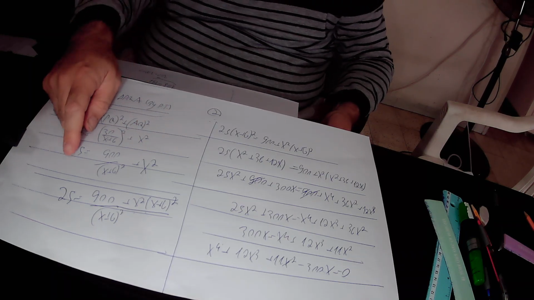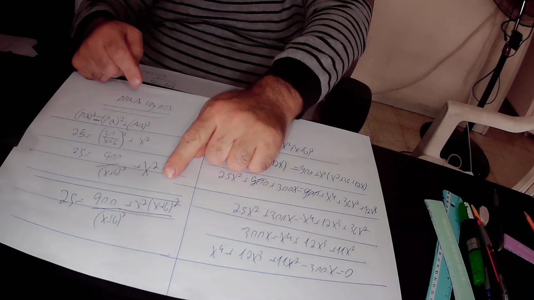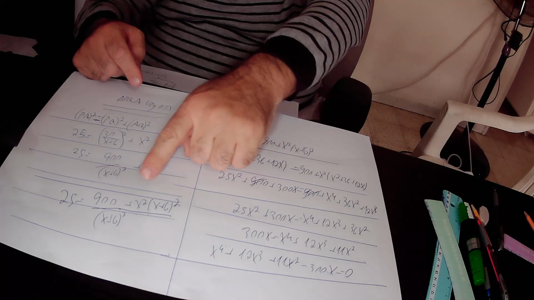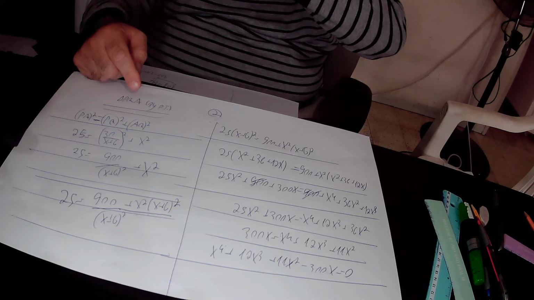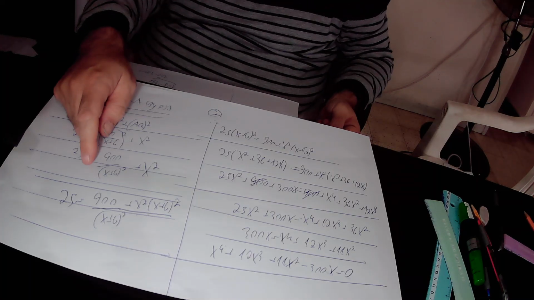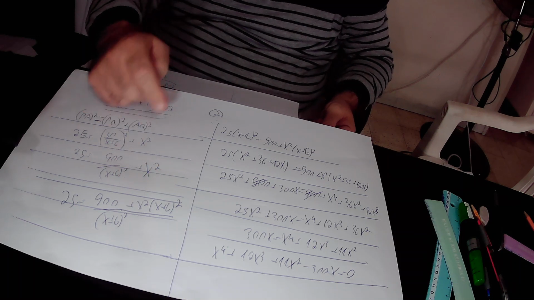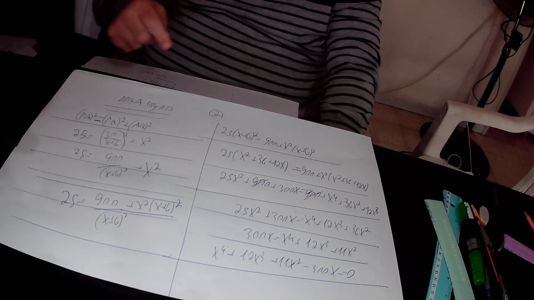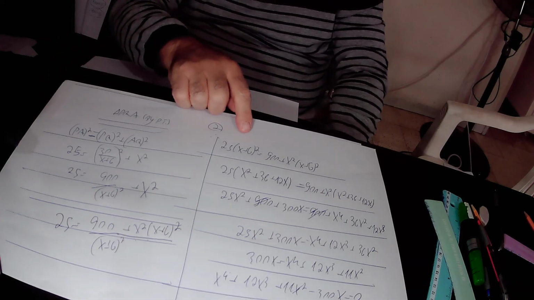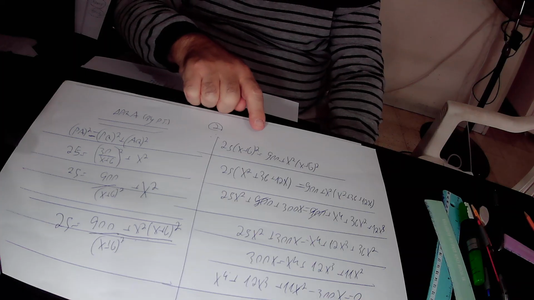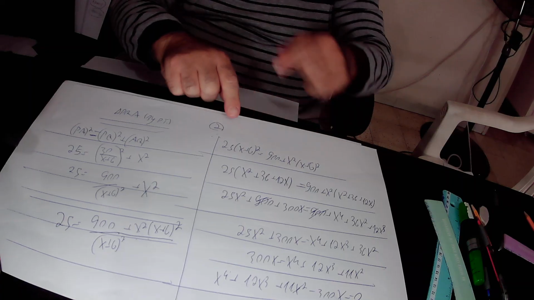So in total we found out that 25 equals 900 over (x plus 6) squared, and we multiply x squared by (x plus 6) squared, and then we divide by (x plus 6) squared, therefore we change nothing. This operation is legal. So in total, we found out that 25 equals 900 plus x squared times (x plus 6) squared, over (x plus 6) squared. Here we multiply this equation by (x plus 6) squared, and finally found out that 25 times (x plus 6) squared equals 900 plus x squared times (x plus 6) squared.